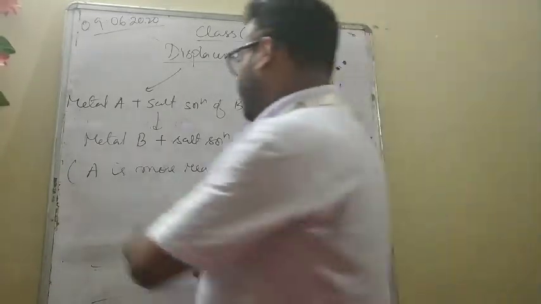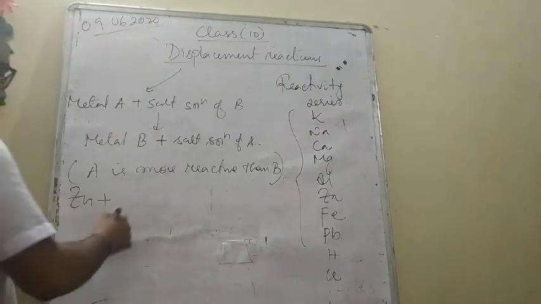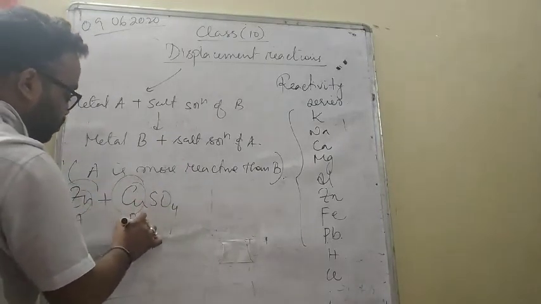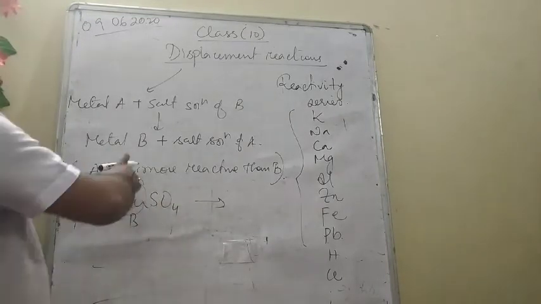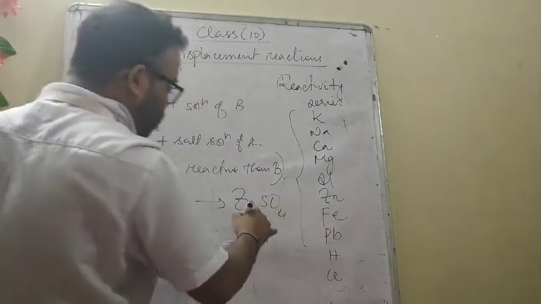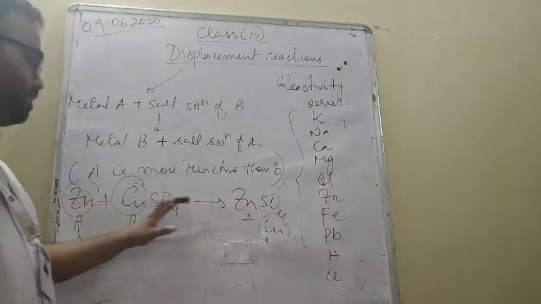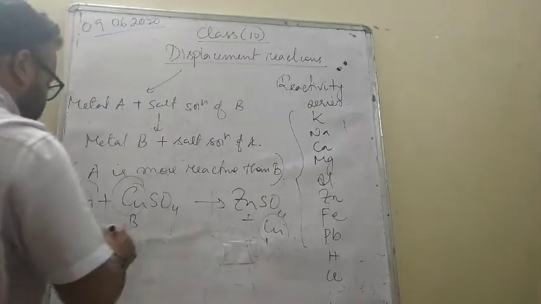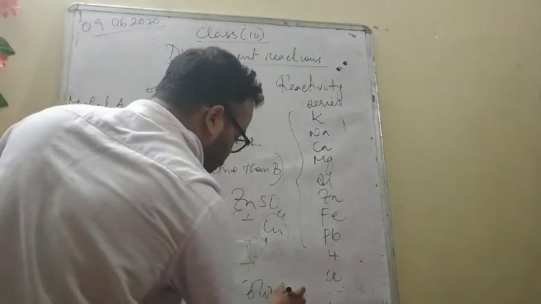For example, if I take a metal A, suppose zinc, then the salt solution of B, that is CuSO4. So this is A and this is B. The salt solution of B is copper sulfate. So it becomes the salt solution of A, which means Zn will replace copper to become zinc sulfate, ZnSO4 plus Cu. So Zn plus CuSO4 gives you ZnSO4 plus Cu. This will be blue in color and this will be colorless.